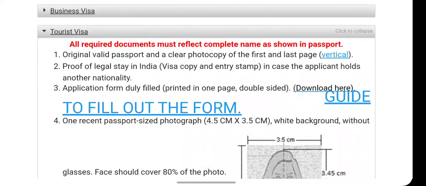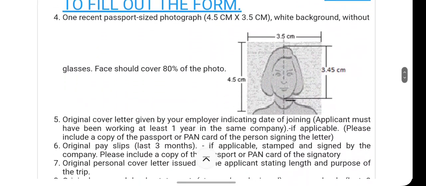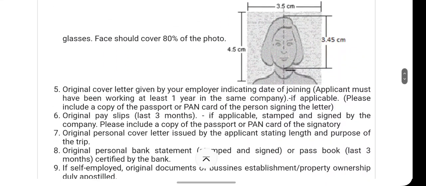For tourist visas, you need the original valid passport and a clear photocopy of the first and last page. Proof of legal stay in India in case the applicant is of another nationality. Of course, if you have an Indian passport, then that itself is your legal document to stay in India. Application form duly filled. We'll go for that. Photograph, and an original cover letter given by the employer indicating the date of joining. Okay.